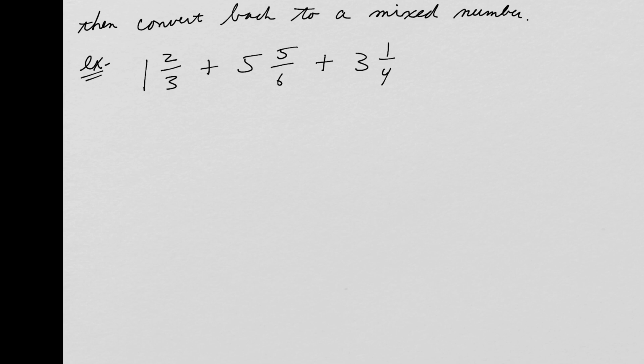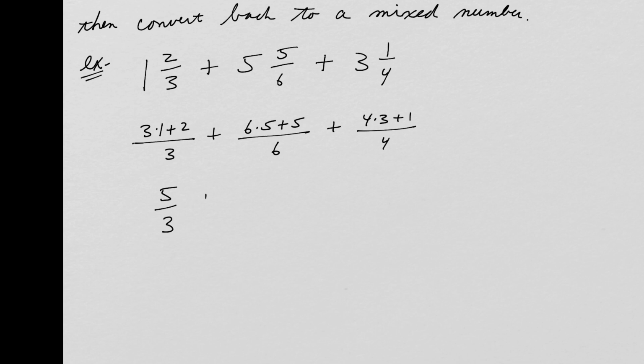So what's 1 2/3? Well, remember how to do this, right? It's 3 times 1 plus 2. Here, I'll write it out here. 3 times 1 plus 2 over 3, right? Plus 6 times 5 plus 5 over 6 plus 4 times 3 plus 1 over 4. So this is really 5/3 plus, this is what, 35 over 6 plus, and then 13 over 4. Okay, so now they're all fractions, right? They're improper fractions, but they're fractions.